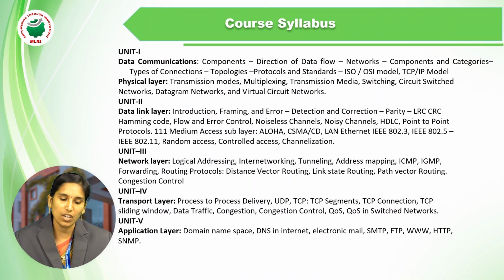Coming to the course syllabus, there are 5 units. The first unit has 2 parts: data communications and physical layer. Coming to data communication, the students will learn about the components, direction of data flow, networks and network topologies, and OSI and TCP/IP models. In the physical layer, the students will learn about the transmission modes, multiplexing, transmission media, and other topics.